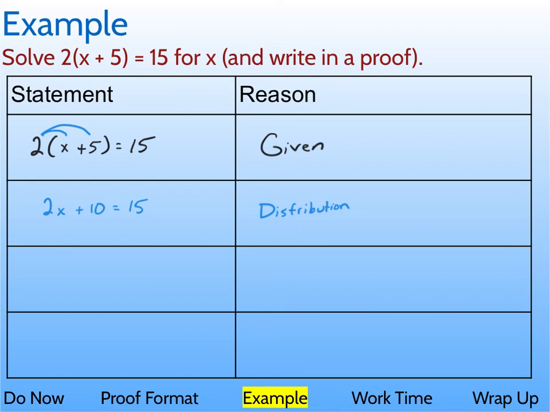Okay, so to get from 2x plus 10 equals 15, the next step I want to do is I'm going to subtract 10 on both sides. So that leaves me with a new statement of 2x equals 5. And that's because I subtracted 10 on both sides. And then finally, the last step, I think we all know that we're going to divide by 2 on both sides here. And our final statement, what we, I guess, eventually proved, is that x equals 2.5.